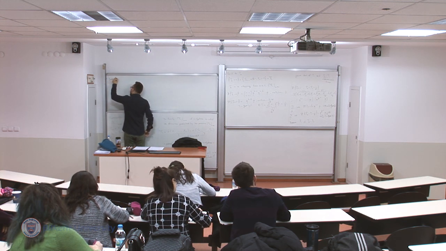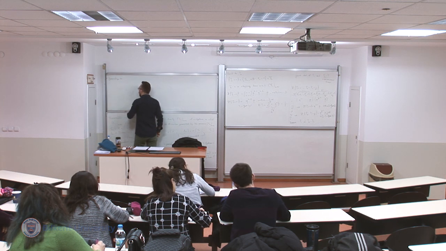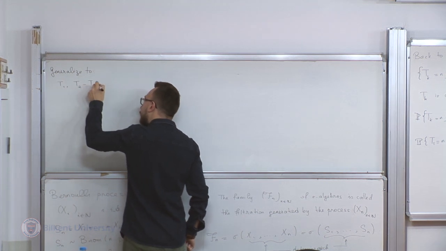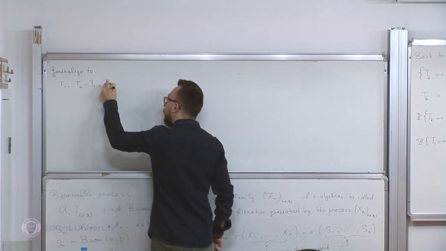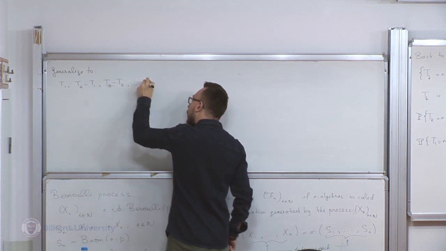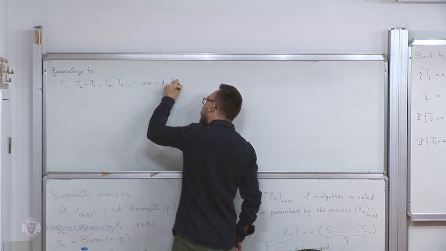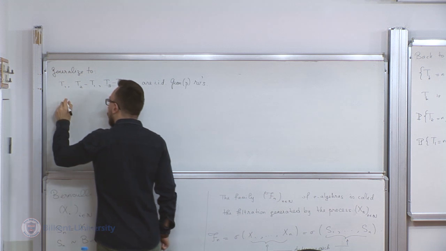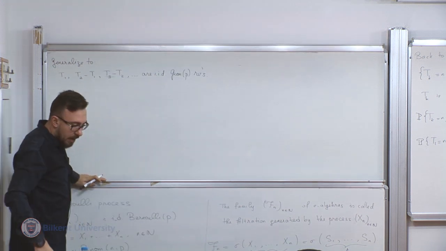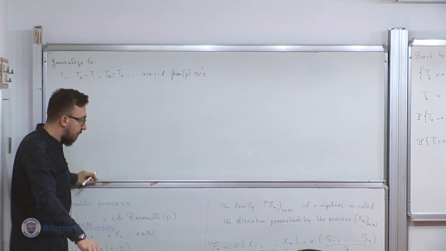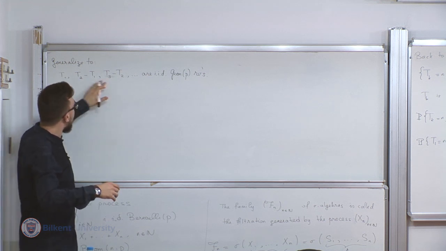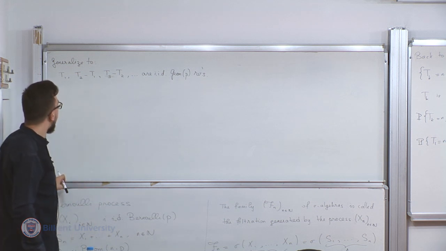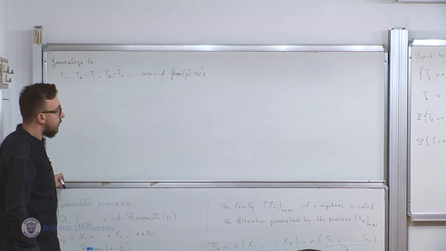So this can be generalized to the following fact. T1, T2 minus T1, etc. Let me write one more. T3 minus T2 are IID geometric P random variables. Okay. So by the independence of infinitely many things, I really mean that every finite subcollection of them forms an independent collection. Okay, that's the definition of an infinite independent collection.